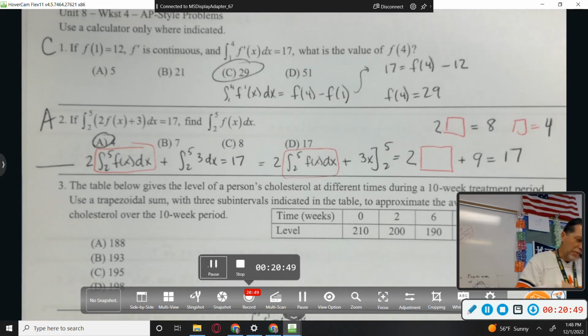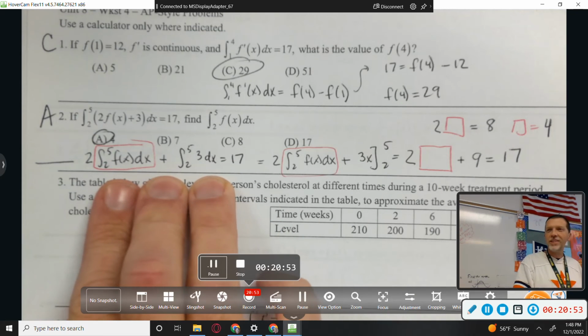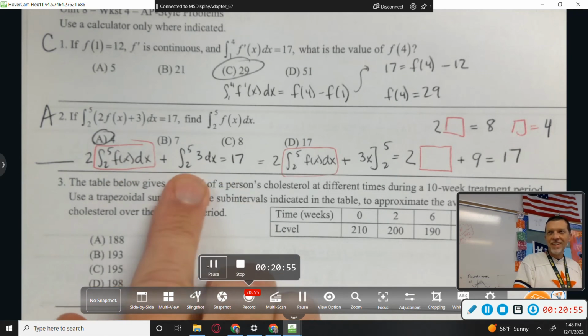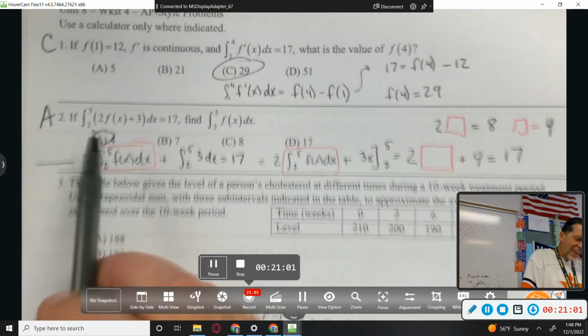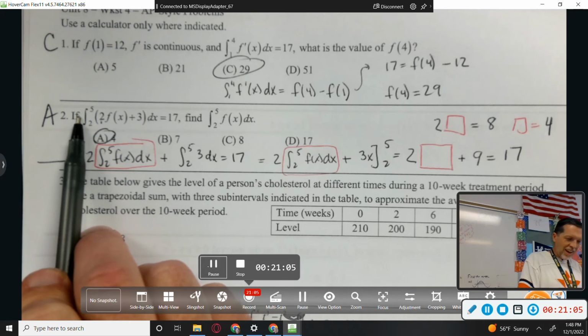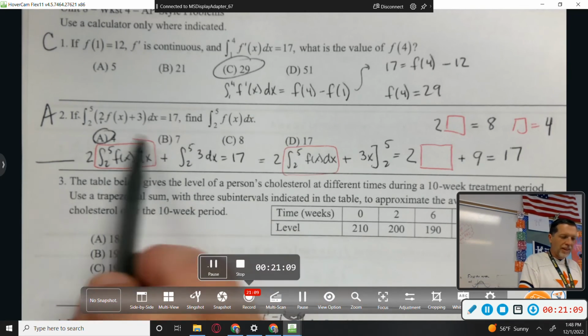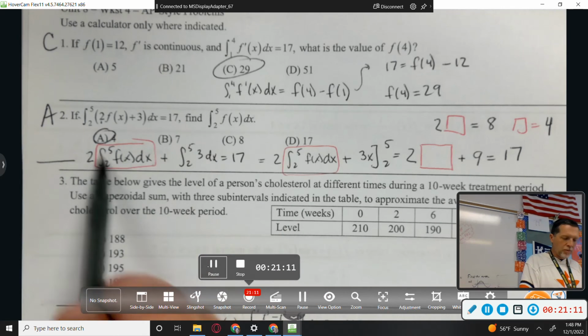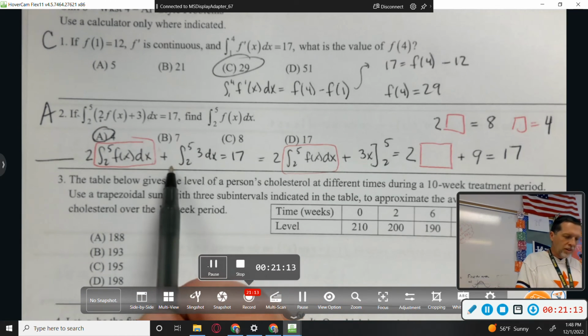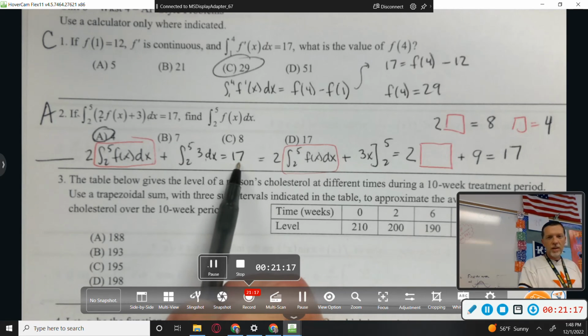Number 2. Are you okay with me going to this step? Yes. So I'm going to pull the 2 out front and just sort of split these up, because this is what I'm trying to find, to figure out what that's equal to. So 2 times whatever that is plus the integral from 2 to 5 of 3 is equal to 17. Well, this part I can do.